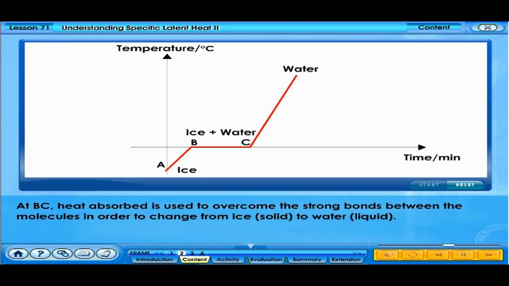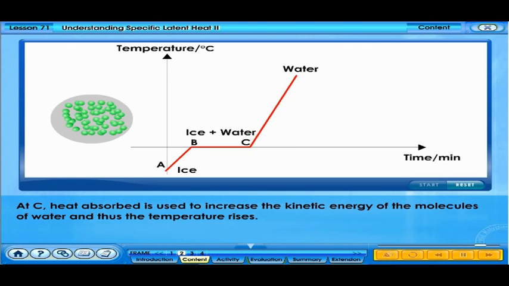At BC, heat absorbed is used to overcome the strong bonds between the molecules in order to change from ice, solid, to water, liquid. After C, heat absorbed is used to increase the kinetic energy of the molecules of water, and thus the temperature rises.